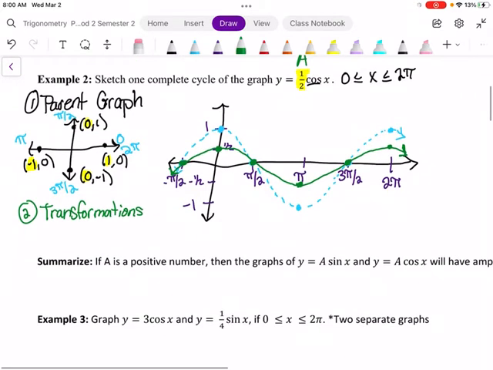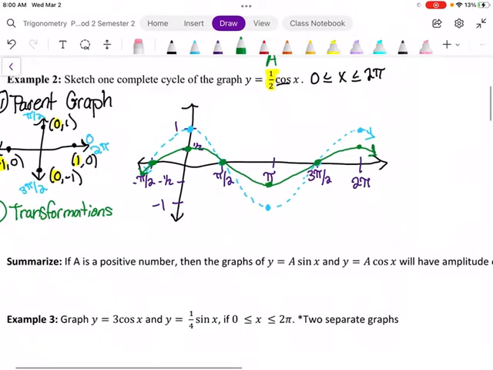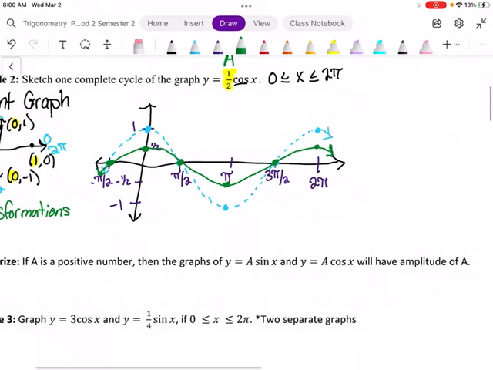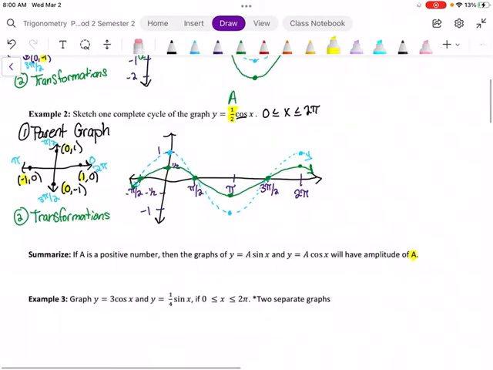So a summary of what we just went over for amplitude is if a is a positive number, then the graphs of y equals a times the sine of x and y equals a times the cosine of x will have an amplitude of a. So remember, for these, you are going to start with the parent graph, and then you are going to change the amplitude.